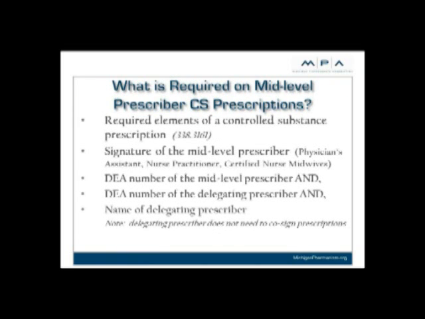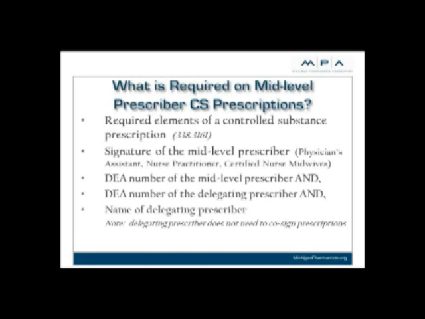Now let's talk about mid-level prescriptions for controlled substances. Again, the normal required elements of a controlled substance prescription, and again, I provided that statute for you, so obviously you've got name of the patient, name of the drug, strength, quantity, both written and numeric, directions, and again, the signature of the mid-level practitioner, the DEA of the mid-level practitioner, and they must have their own DEA number, plus the DEA number of the delegating prescriber and the name of the delegating prescriber.